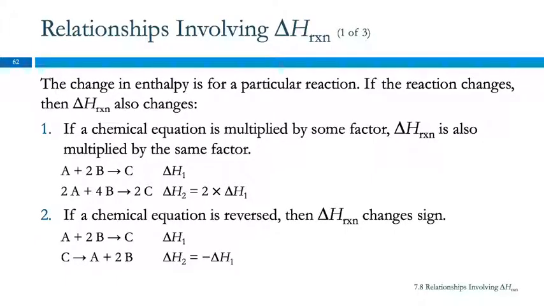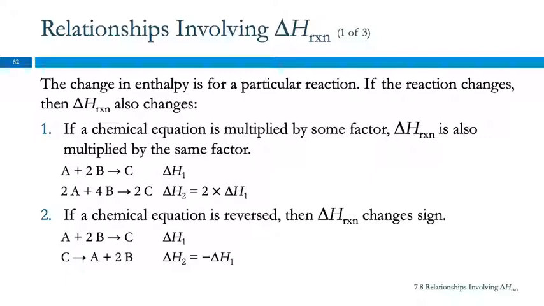So, relationships involving heat of reaction, change in enthalpy. The change in enthalpy is written for a particular chemical equation because it depends on the amount of stuff, so we're writing it to depend on the moles of stuff in the equation. So if the equation or the reaction changes, delta H is also going to change. If we multiply the chemical equation by some factor, then delta H is also going to be multiplied.